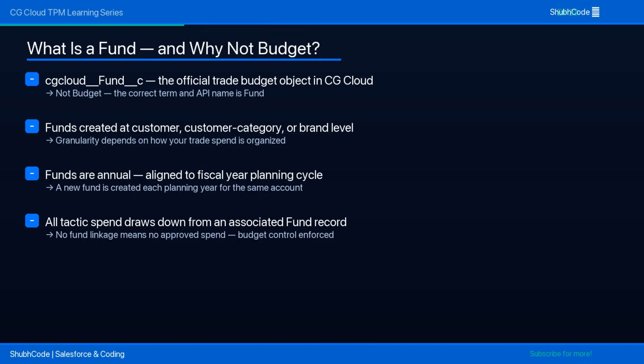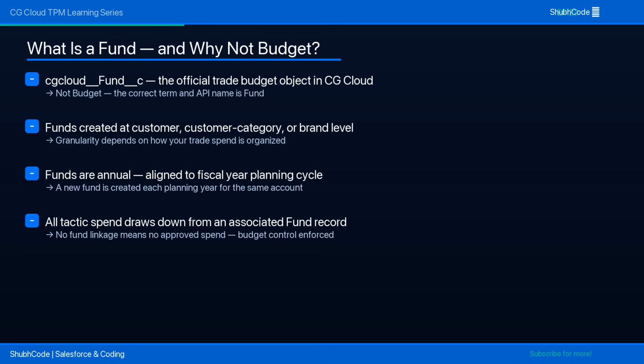Quick clarification before we go further. In standard Salesforce, there is no trade budget object. In Consumer Goods Cloud, the budget is called a fund. API name: Cloud Fund C. Why fund? Because in consumer goods, trade budgets are complex. They can grow based on sales volume, they accrue over time, and they're tied to specific accounts and product categories. The word fund captures that complexity better than budget.